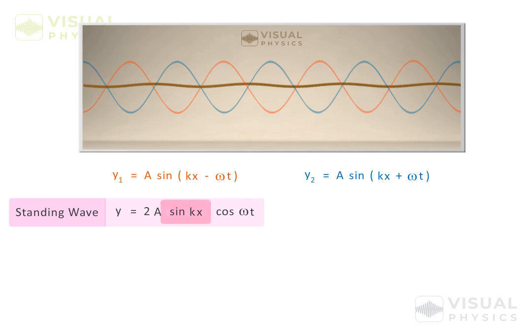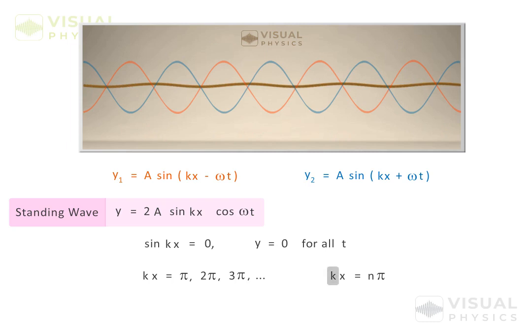In this equation, if this term is equal to 0, then the displacement will be 0 at all times. That is, for any value of t. This happens when kx is equal to pi, 2 pi, 3 pi, etc. That is, when kx is equal to n pi.